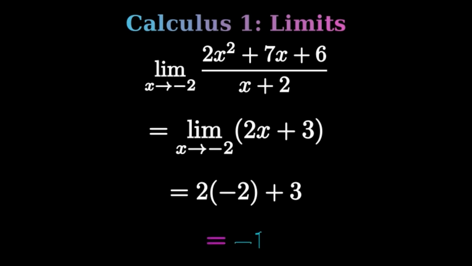So we can finally answer this question. Well, the limit as x approaches -2 of 2x squared plus 7x plus 6 over x plus 2 is -1.